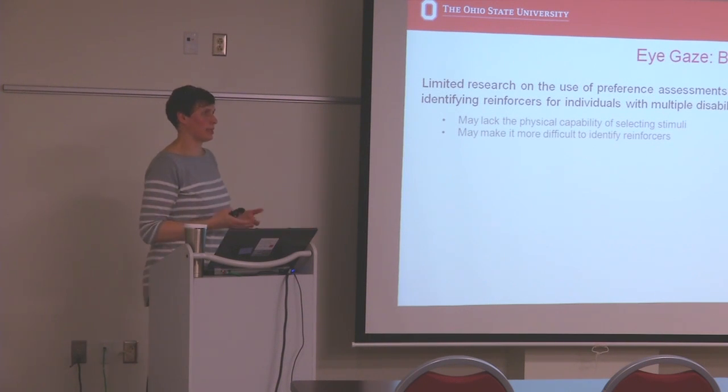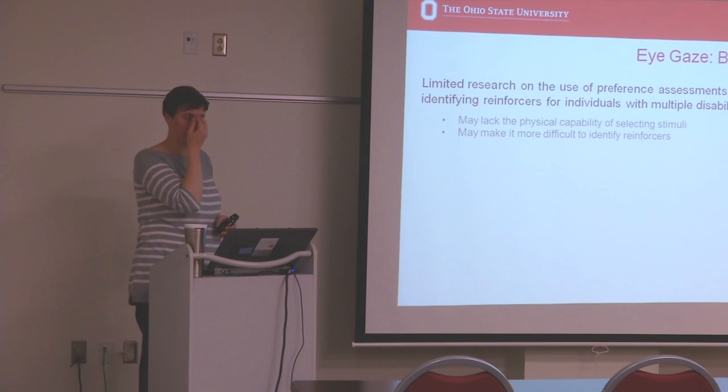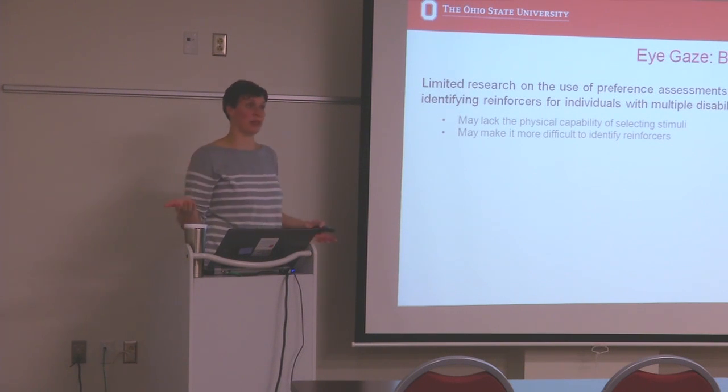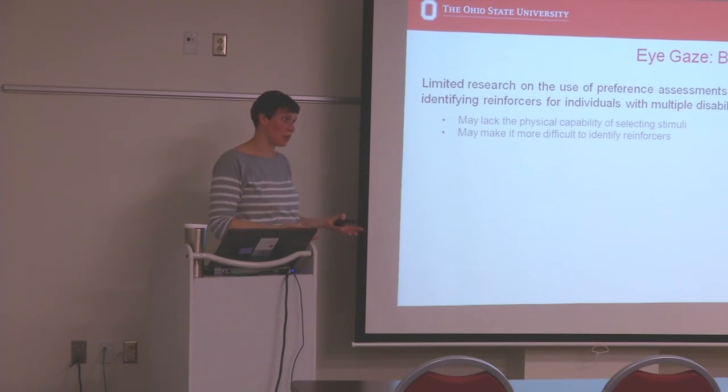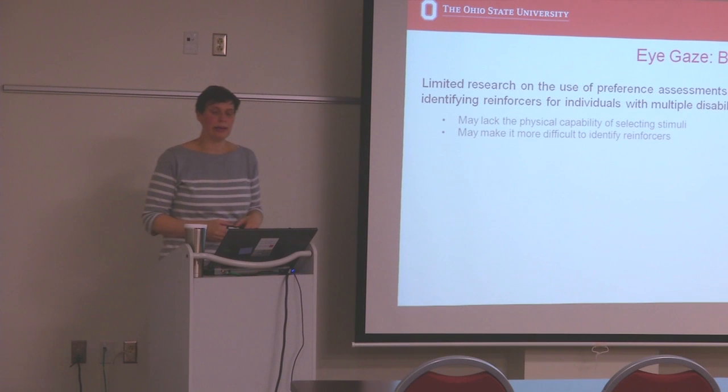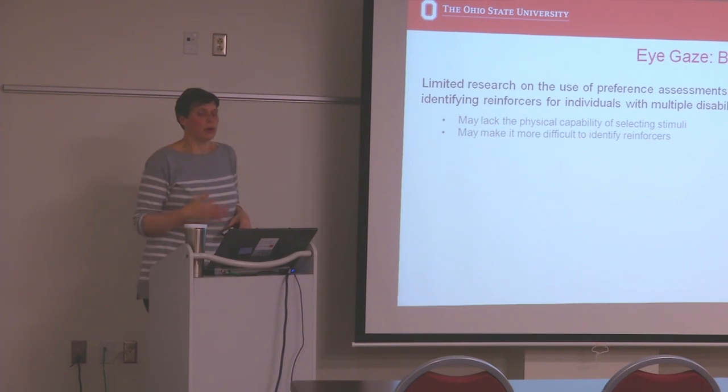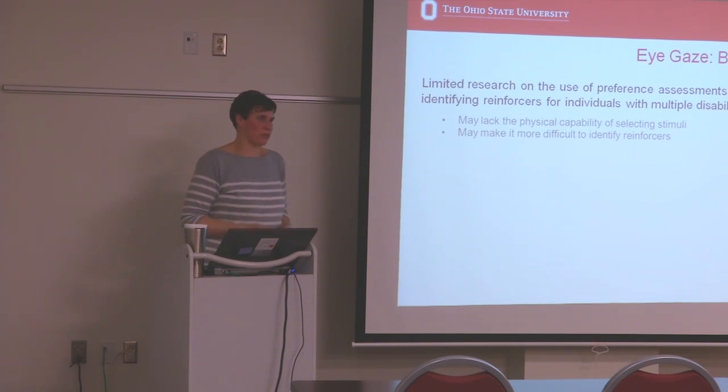We started looking at this group of kids, and the teachers were generally saying, we have no idea what they like. None. They don't tell us. They have no words. They're not communicating. They don't have a communication system in place. So if they lack the physical capability to select from an array, how do we identify reinforcers for them?